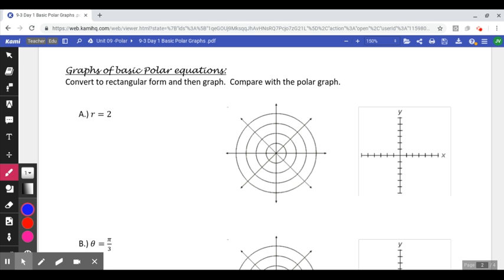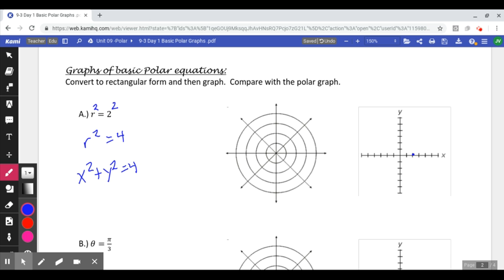So if we convert this one into a rectangular coordinate equation, what we're going to do here is square each side. So I'll have r squared on the left and 2 squared on the right. So r squared will be equal to 4, and we can replace r squared with x squared plus y squared. If I graph x squared plus y squared in rectangular coordinates, this is going to be a circle with the center at the origin with a radius of 2.